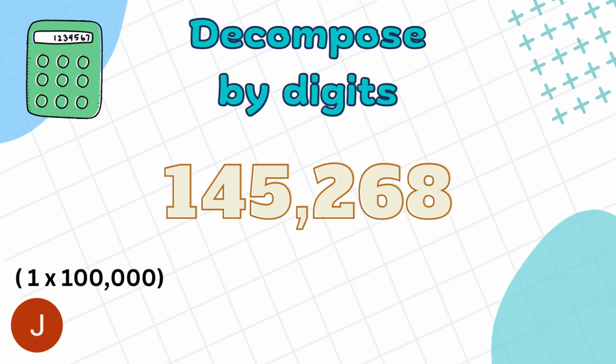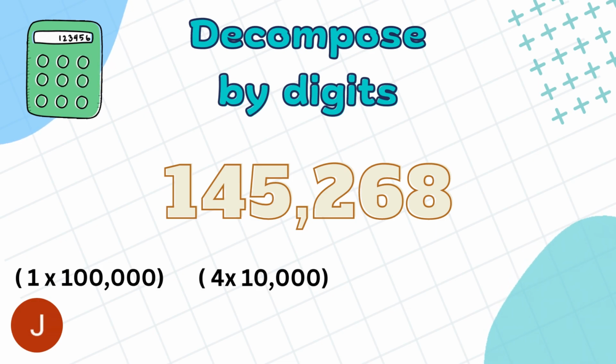So if I wanted to decompose it, I take the 1 and I write it with its equivalent place. So 1 times 100,000. The value of the 1 here is 100,000, which is equivalent to 1 times 100,000. Now moving to the second number, which is the 4. The 4 is in the 10,000s, so it's the same as 4 multiplied by 10,000. Since I'm dealing with the same number, I add a plus in order to complete it. I am decomposing by digits, so I have to break it down digit by digit.